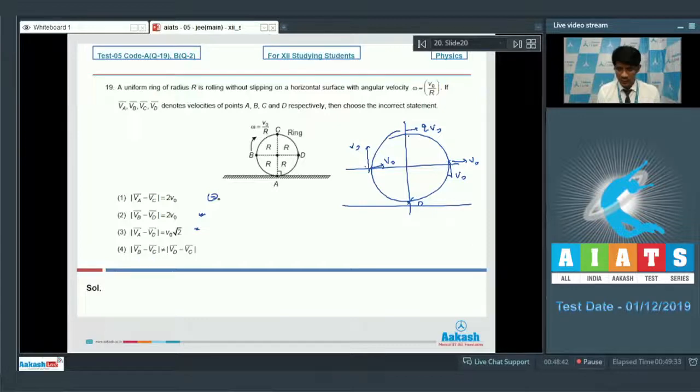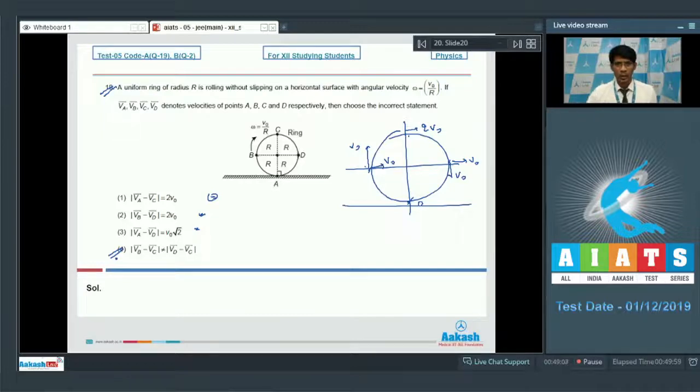VB minus VC, this is B and C. So the difference of these two will be root 2 V naught. And VD minus VC, D and C, this shall also have the difference of root 2 V naught. But it's been said that this is not equal to, so this one will be the wrong option. But here in this question, we need to mark the incorrect statement. So for question number 19, we shall take option 4 as the correct answer.